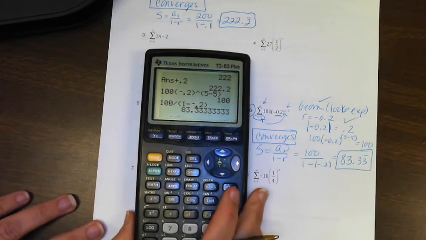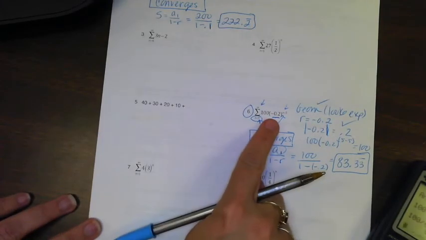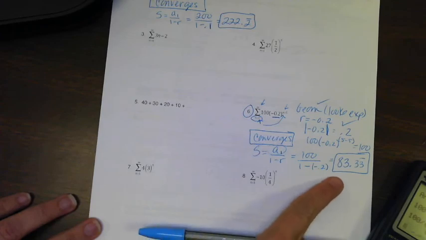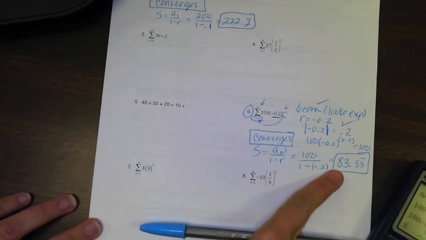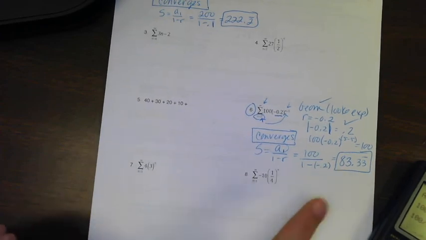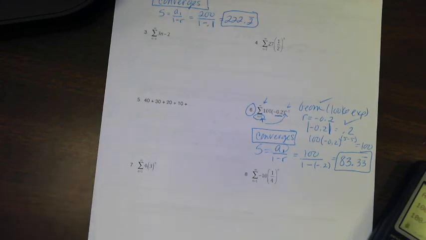If you wanted to, you could generate the list of numbers to check your math, but they will add to this number, even if you keep adding forever and ever and ever, because eventually the numbers are getting smaller and smaller and smaller and you're not really adding anything.